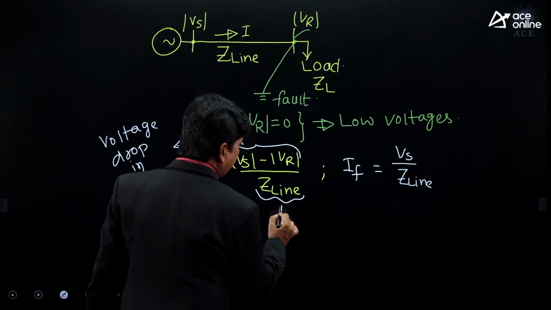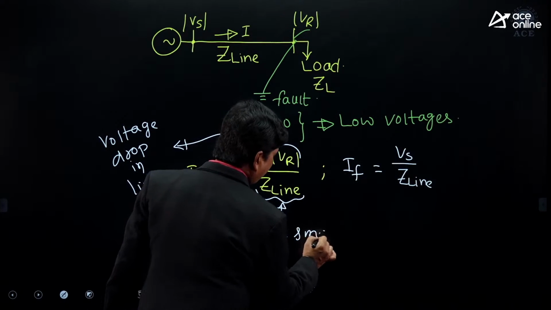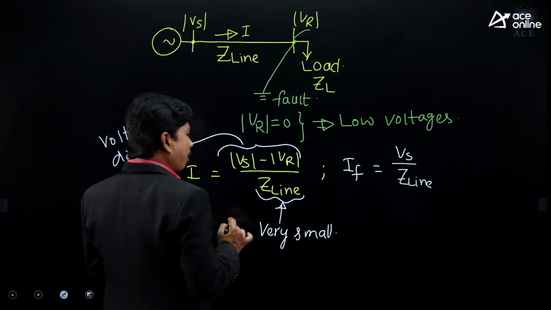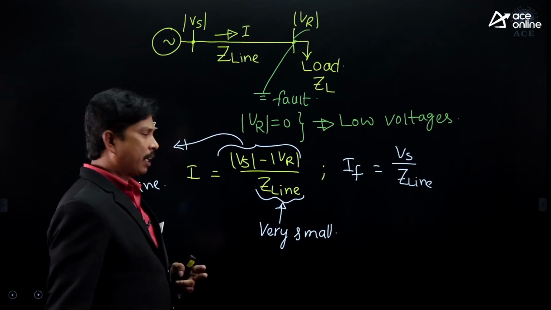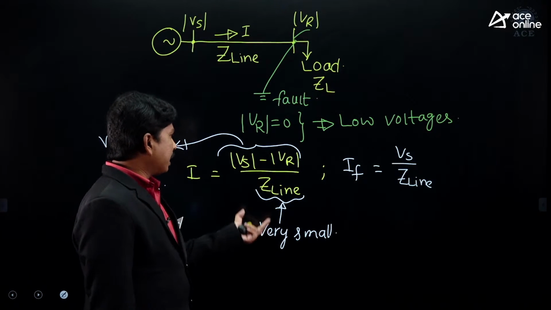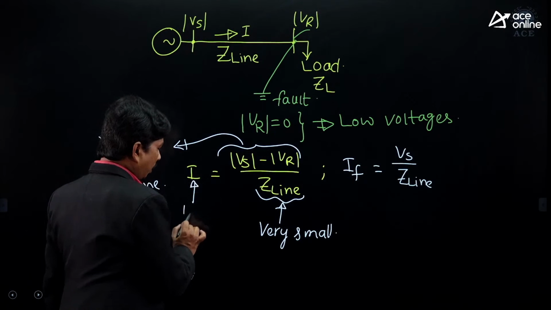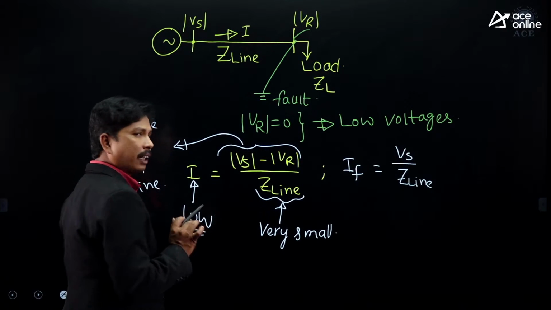As the impedance of the system is very small, we have less voltage drop. When impedance is more, the drop will be more. Clear? As this is very small, the numerator is also very small, so the current is also very small. Low only. It is under perfect controlled condition.